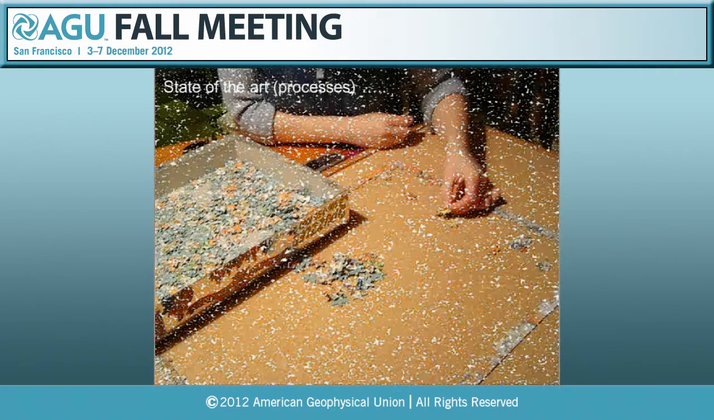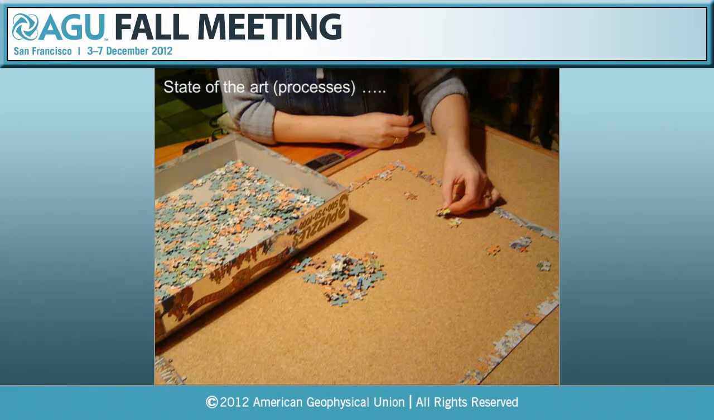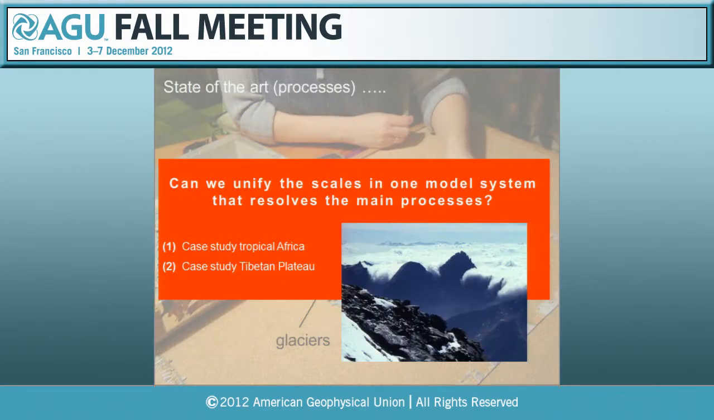So the state of the art in terms of processes is a little bit like this, I would say. This person has built a frame around a localized phenomenon. And I would argue that this resembles our problem of glaciers and the large-scale boundaries. So we are interested in filling the empty spaces in between with process knowledge and therefore asking, can we unify the scales in one model system that resolves the main processes of these scales?